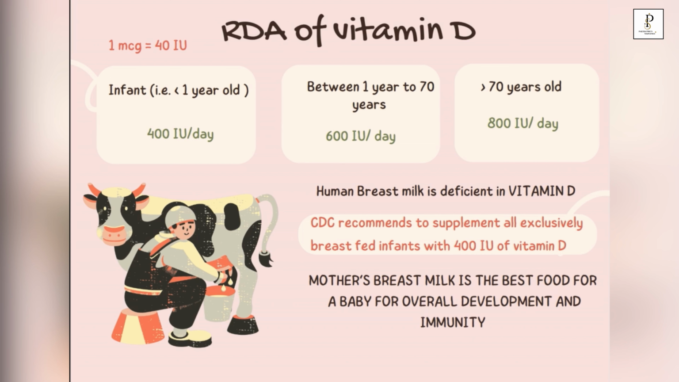But you need to remember that just because some formula foods are fortified with vitamin D does not make it any better than breast milk. Breast milk is still the best food for a baby, for its overall development and for giving it immunity to protect against infection and diseases. So that is why the ideal thing to do is give breast milk along with vitamin D supplement.